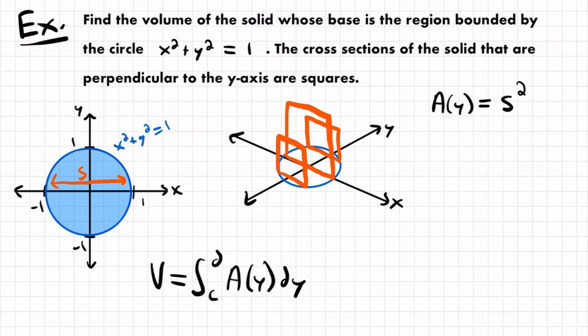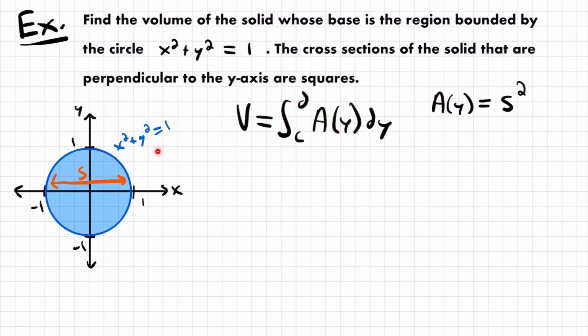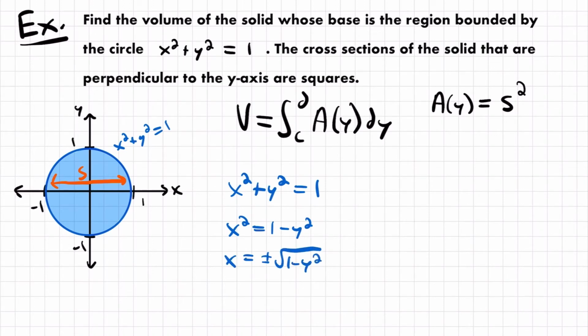And so if we clean up our work here, let's solve for x in this equation. We currently have x squared plus y squared is equal to 1. If we subtract y squared from both sides of the equation, we will have x squared is equal to 1 minus y squared. And then if we take the square root of both sides, we will have that x is equal to plus or minus the square root of 1 minus y squared.